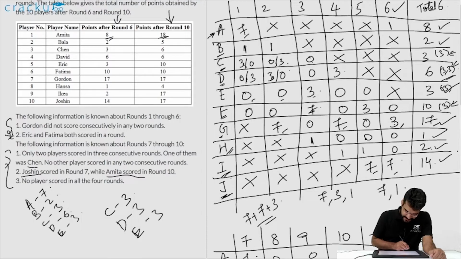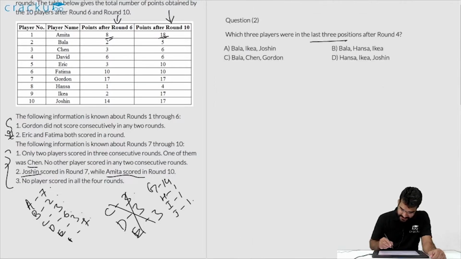For F it will be 7. For G it will be 14. For H it will be 1. For I it will be 1. And for J it will be 1. So when we are asked which 3 players, it will be H, I and J who have scored 1 each. All the others have scored more than 1. So the answer is option D.